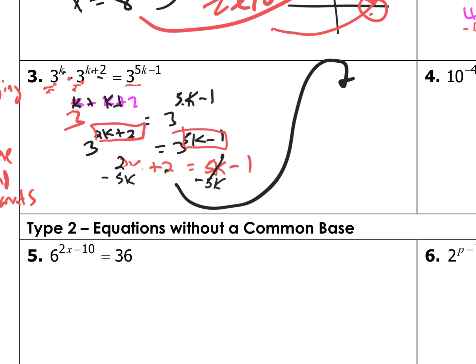What is 2k minus 5k? Right here. What's happening right here? 2k minus 5k. You got a calculator. You can pick it up and type in 2 minus 5. Negative 3k. Thank you, Dylan. Already worth your weight in salt for being here. Negative 3k plus the 2 now is equal to negative 1.